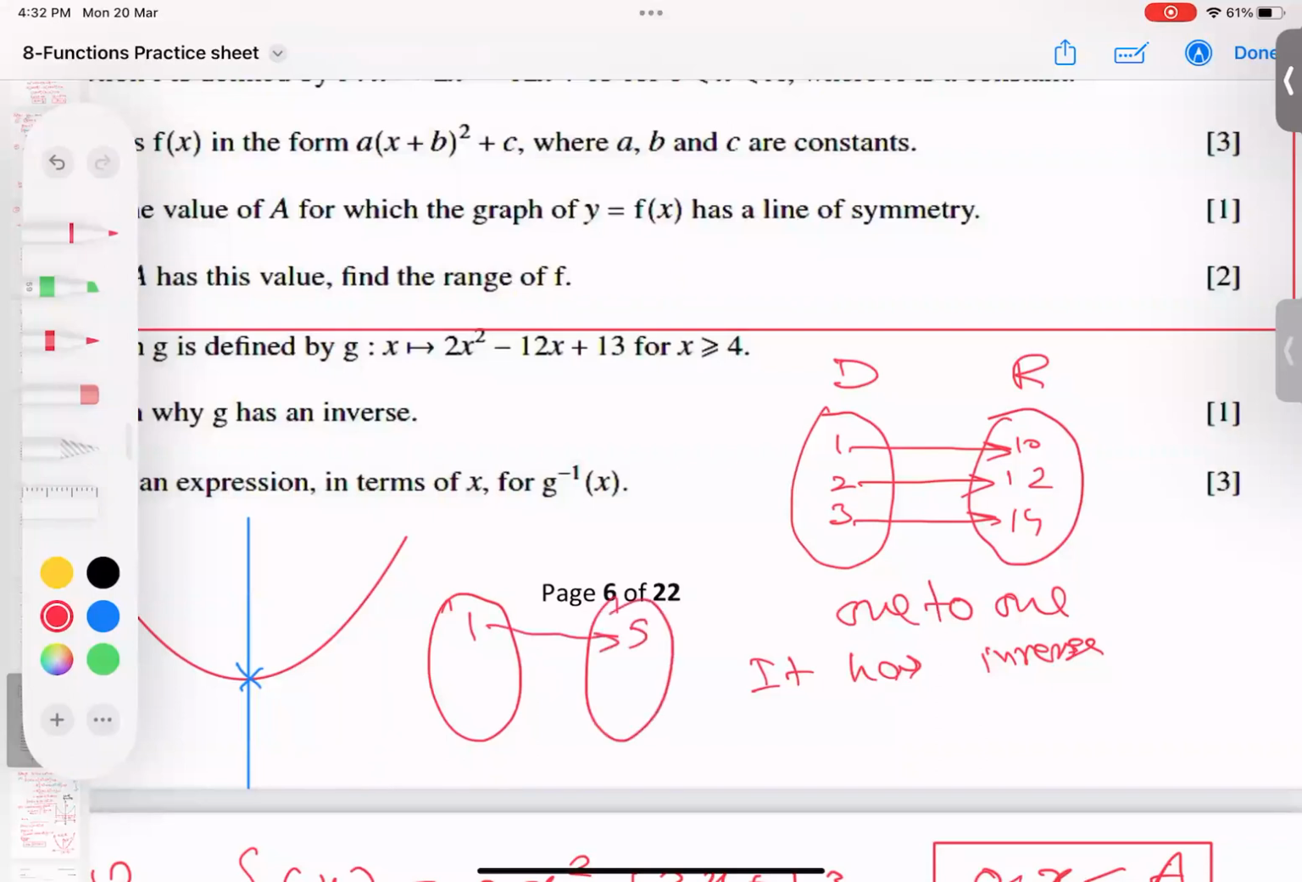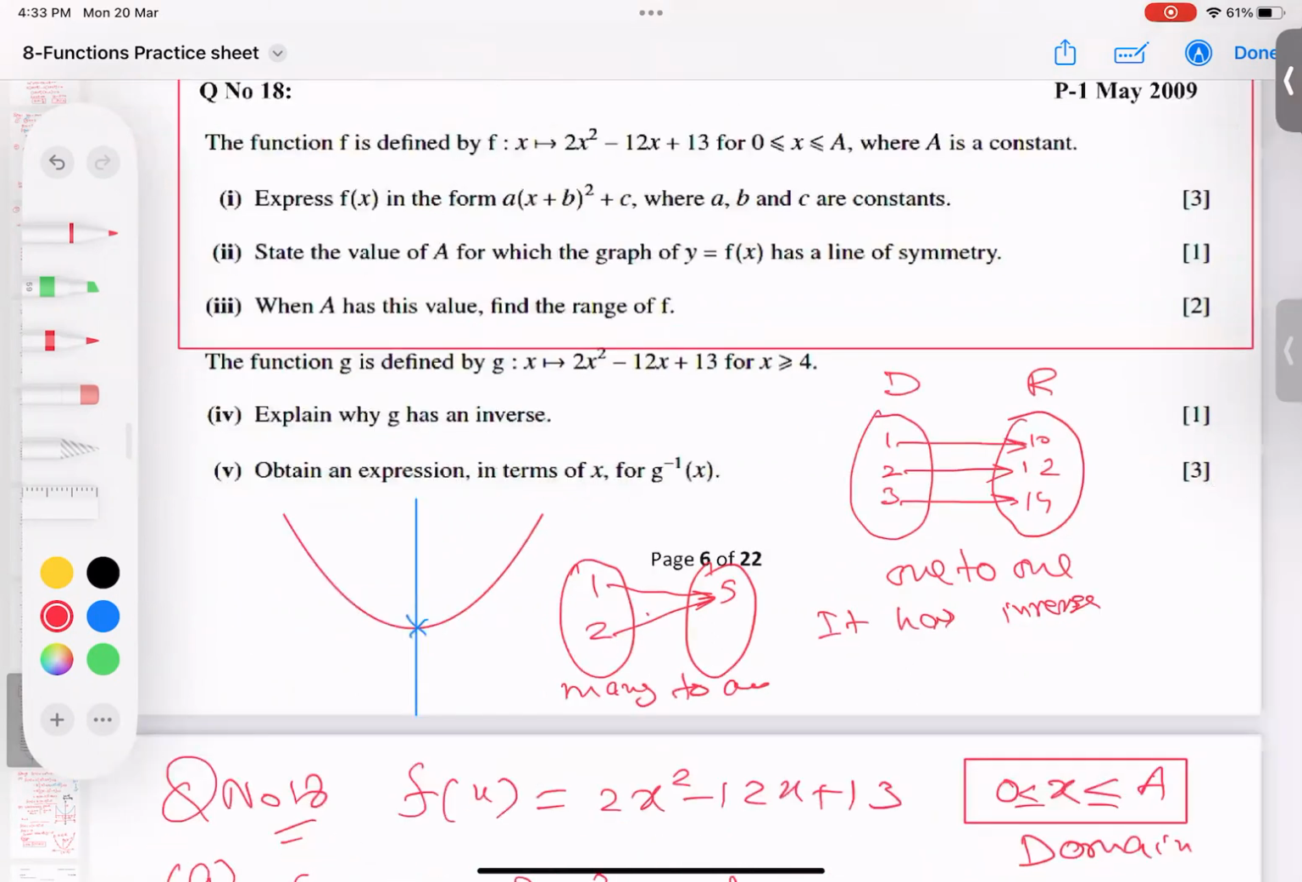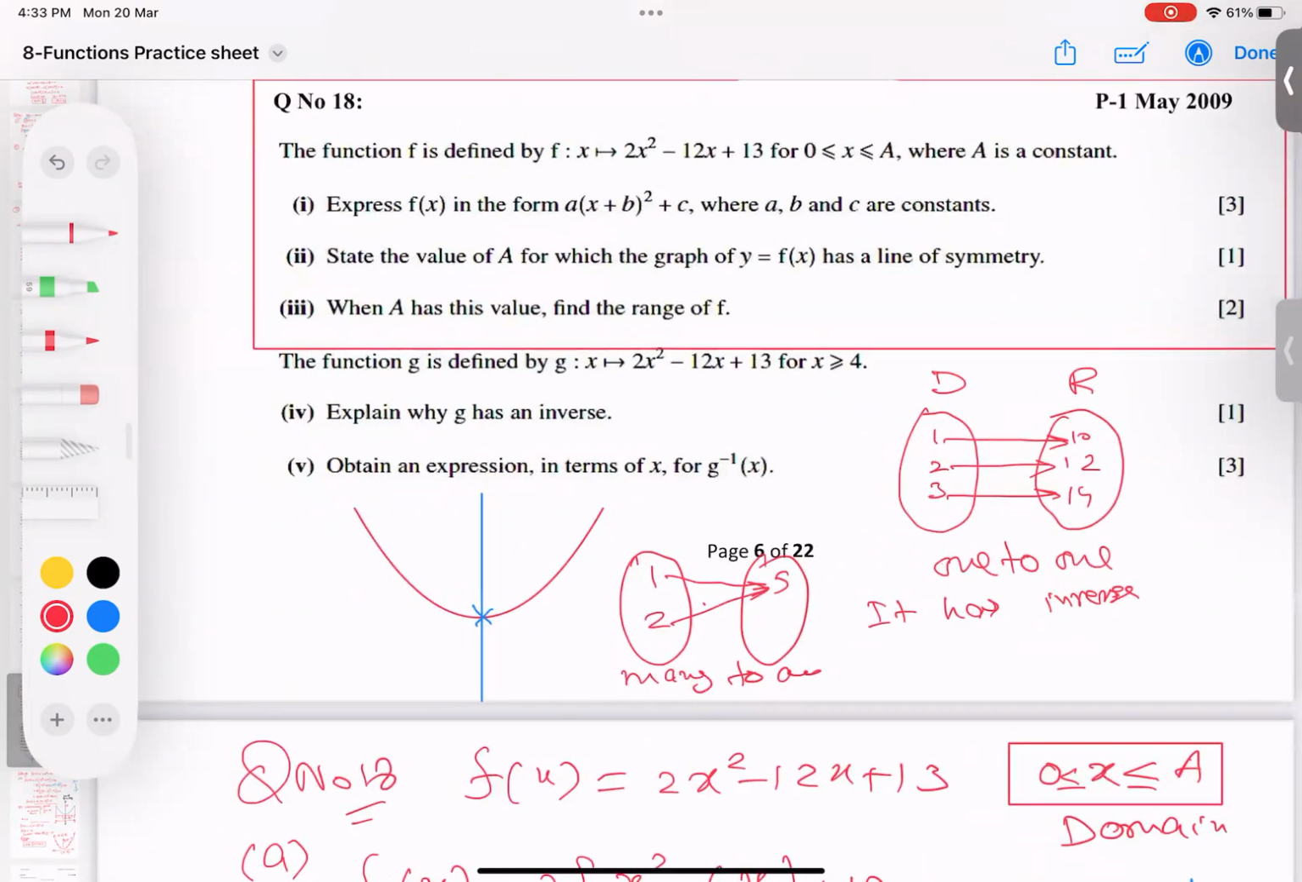One has a 5 answer and two also 5 answer. So this is a problem in this question. In this kind of question, I'm going to show you, okay? This is called many to one, and we discussed this has no inverse. So let's first of all concentrate on how we can find it. Let's start. The problem is only one.